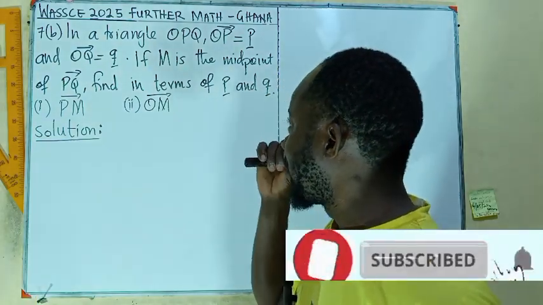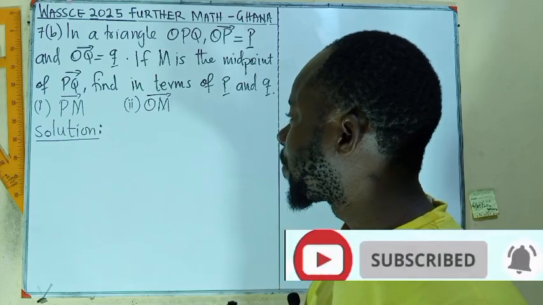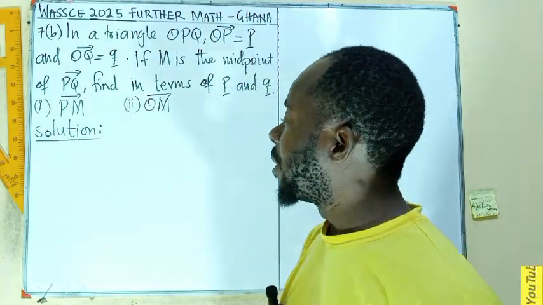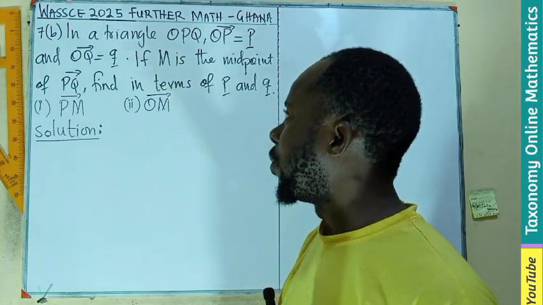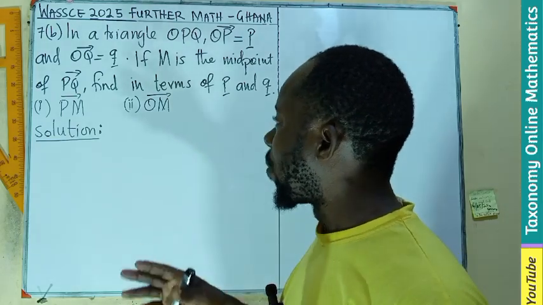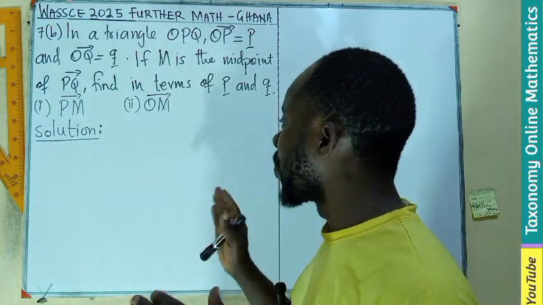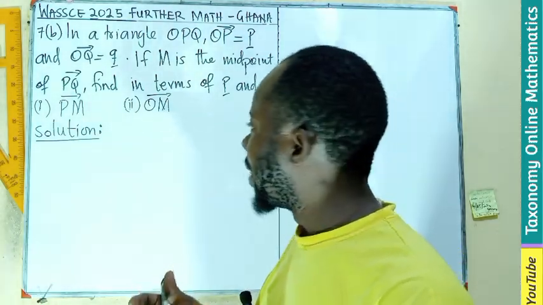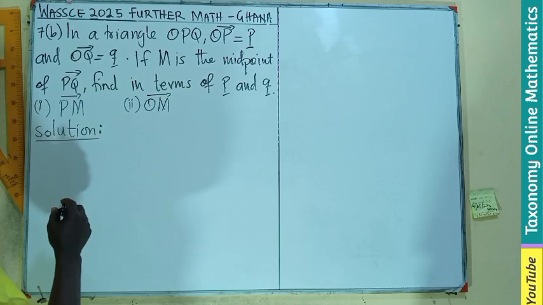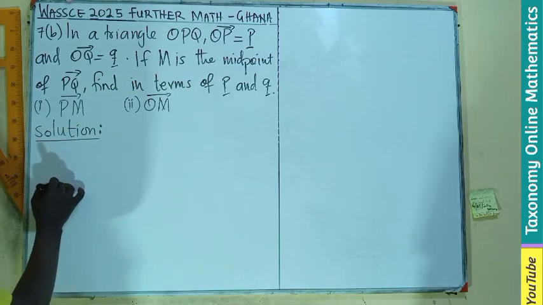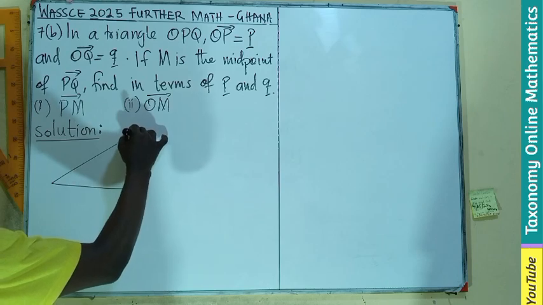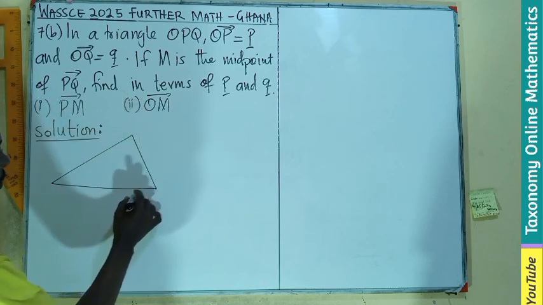So in a triangle OPQ, OP is a position vector of P, and OQ has a position vector of Q. If M is the midpoint of PQ, we are finding, in terms of P and Q, PM and OM. Let's see if we can make a sketch of what that triangle will be like. Not drawn to scale anyway, so we can just draw this as our triangle.